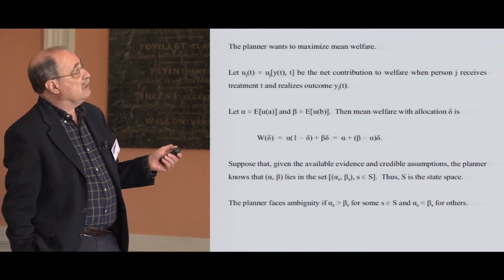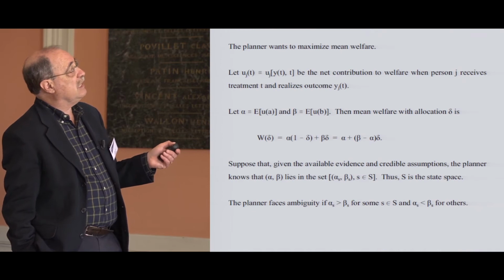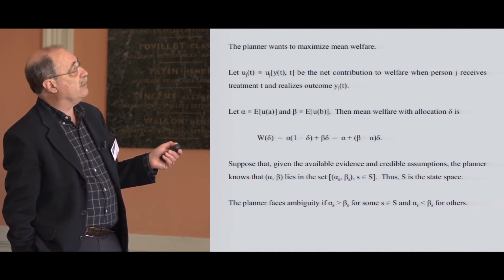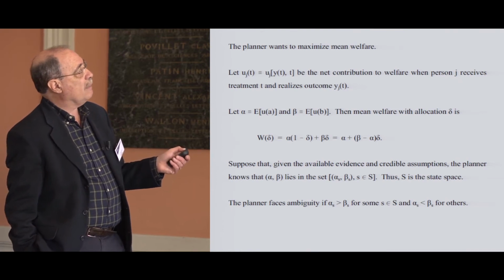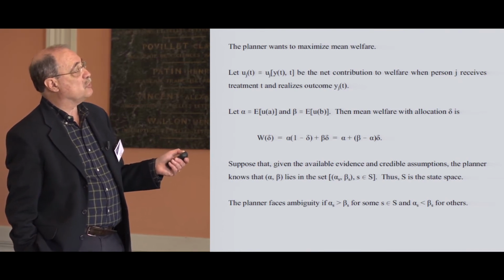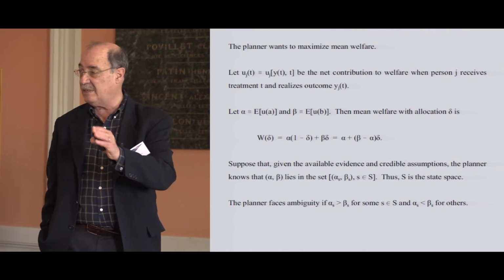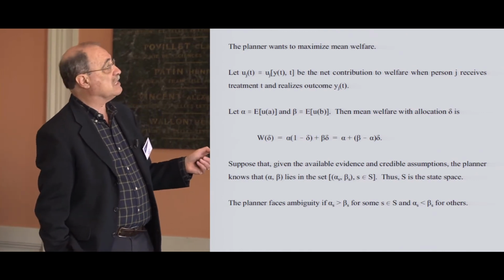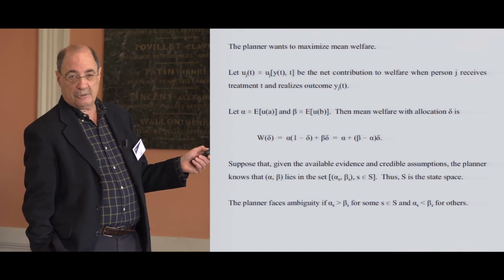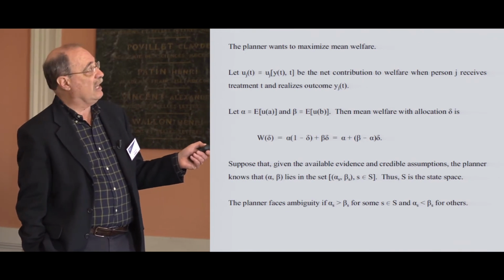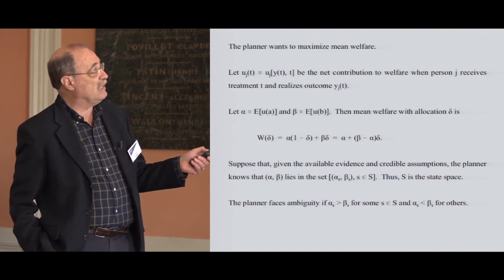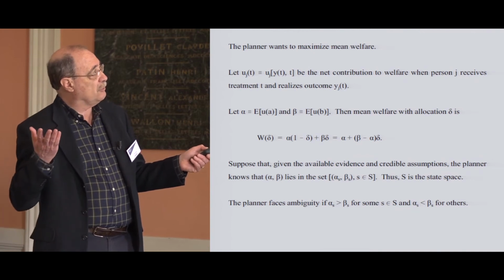So for each person, there'll be a U_jt, which is the contribution to social welfare if person j gets assigned to particular treatment t. And then we have two extreme cases. Let's say you assign everyone to treatment A. Then social welfare, if everyone gets assigned to treatment A, is the expected value of U_A. And I'll just call that alpha for short. And if you assign everyone to treatment B, then you'll get social welfare beta.